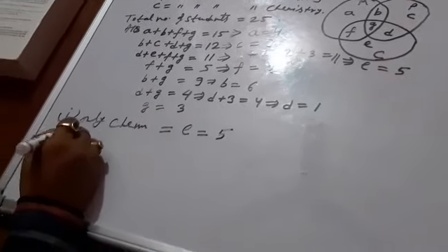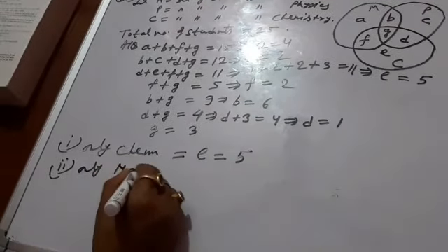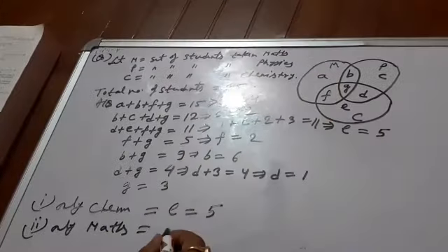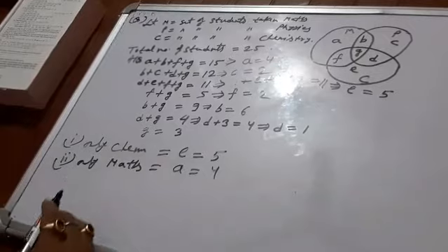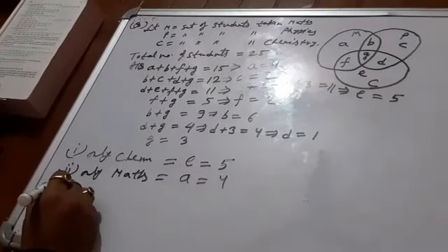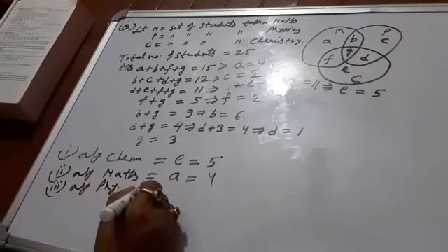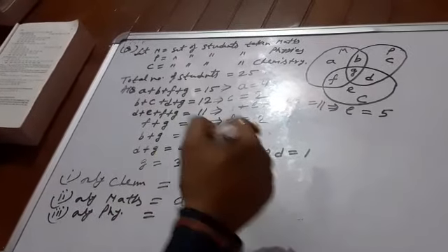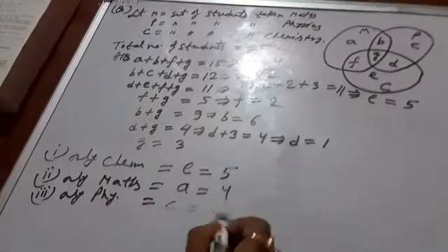Now come to the second portion. Second portion is your only maths. Let us see which one is only maths. Obviously A. The value of A is 4. So the only maths student is 4. Then only physics. Next, third. Only physics. Only physics means what? Let us see. Only physics means C. And you have the value of C here, which is 2. So only physics is 2.